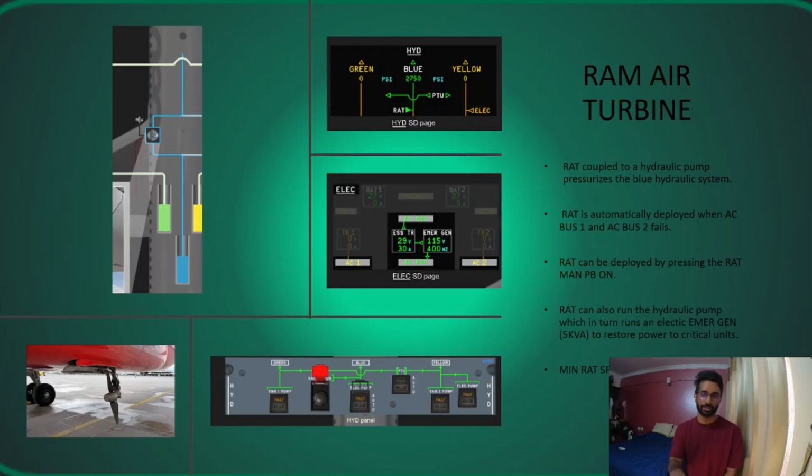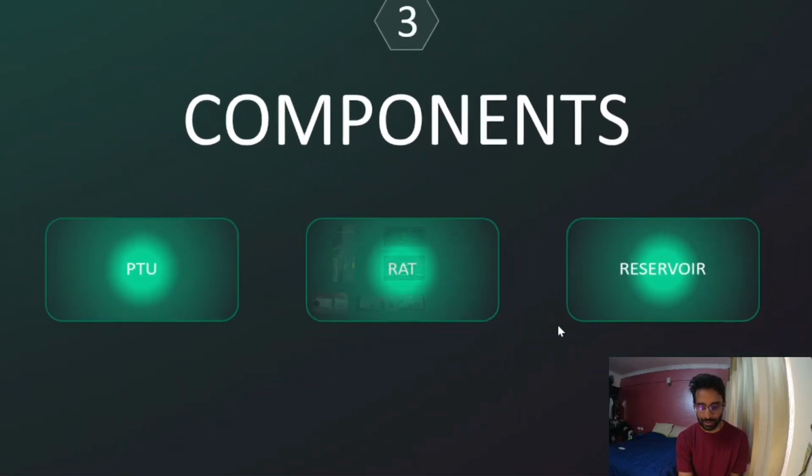And the RAT works on wind energy, right? So you need to be in motion. So the RAT minimum speed requirement is 140 knots. This is a limitation that you need to know, below which the RAT is not sufficient to pressurize the blue system or supply the emergency generator. The RAT stalls close to 100 knots, just for your information. So the minimum RAT speed is 140 knots. The emergency generator only gives you 5 kVA. The RAT supply is not capable of supplying all the systems, but it will give you back your critical systems. Alright, so that is your RAT.